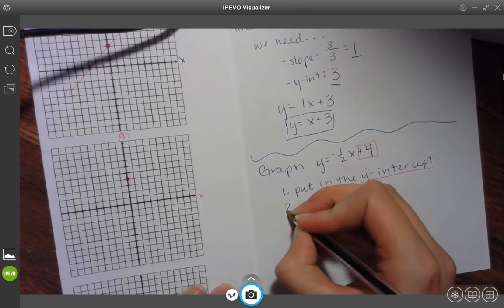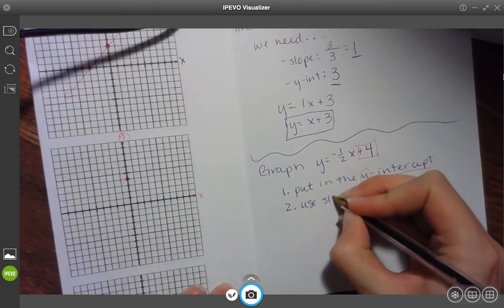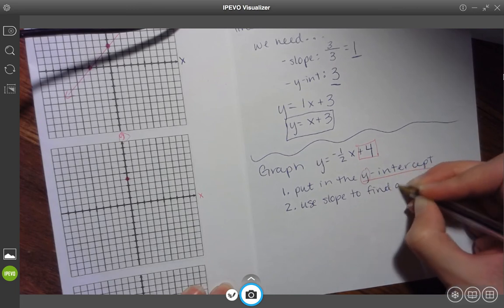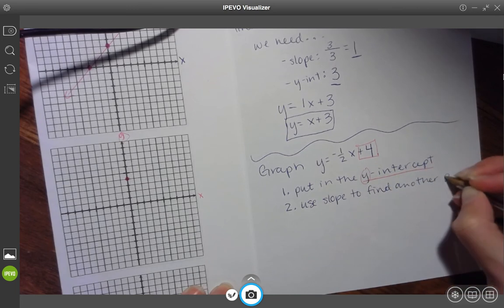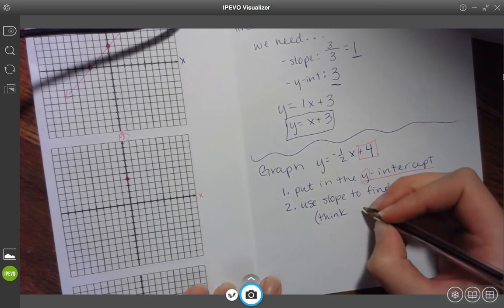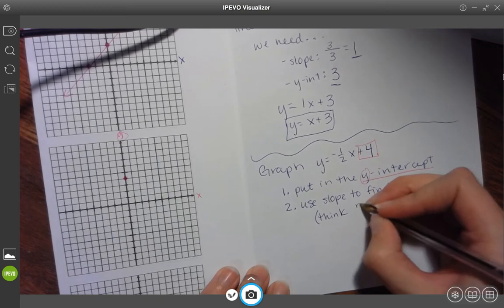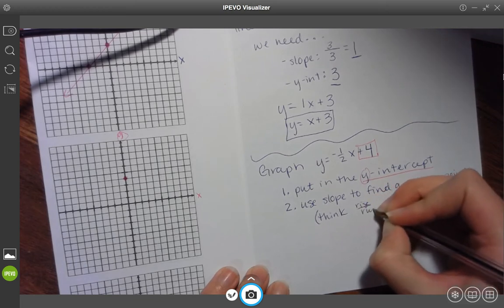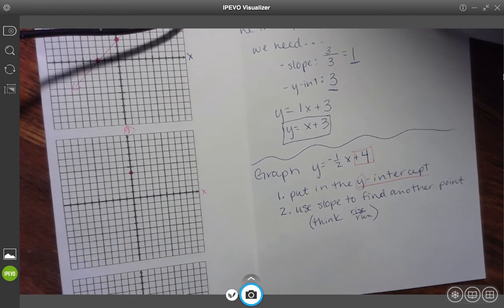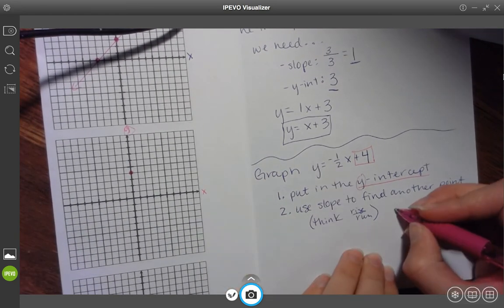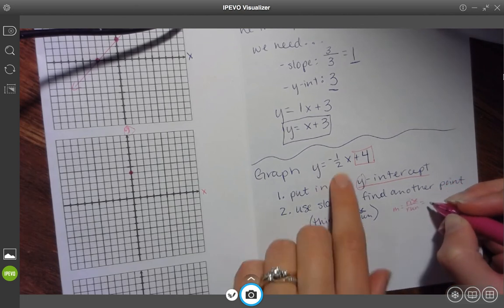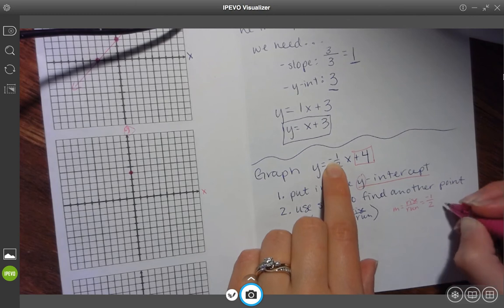Next thing I'm going to do, use slope to find another point. Hint here, remember when we're graphing, always think rise over run. It'll make things a lot easier when you graph. So our slope here, slope is rise over run. Our slope is -1 over 2.